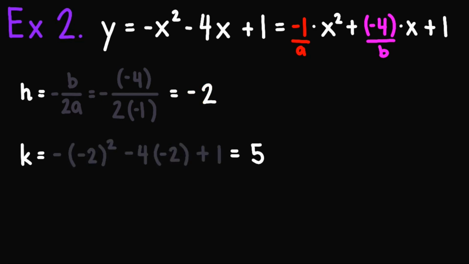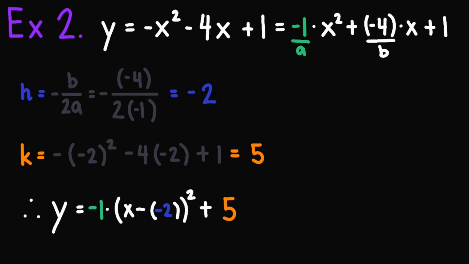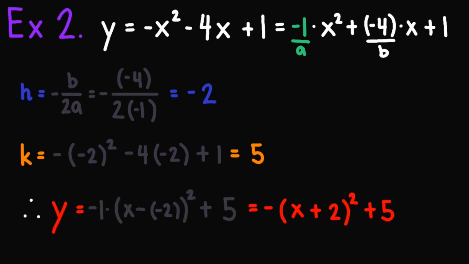Observe that we already have a value for a, for h, and for k. Using this, we can now obtain the vertex form of the parabola. That is, y is equal to negative times the quantity x minus negative 2 squared plus 5, or when simplified is negative times the quantity x plus 2 squared plus 5. This is the vertex form of the given parabola.